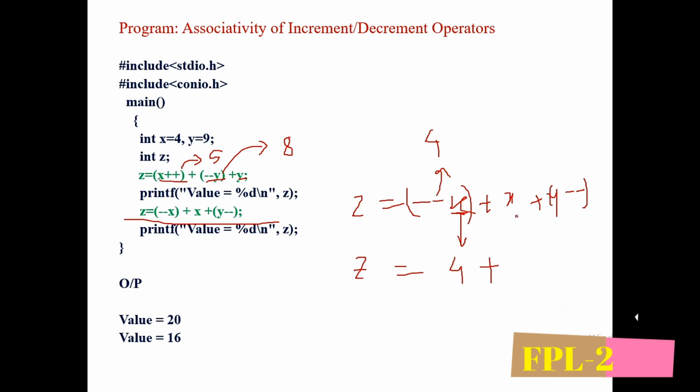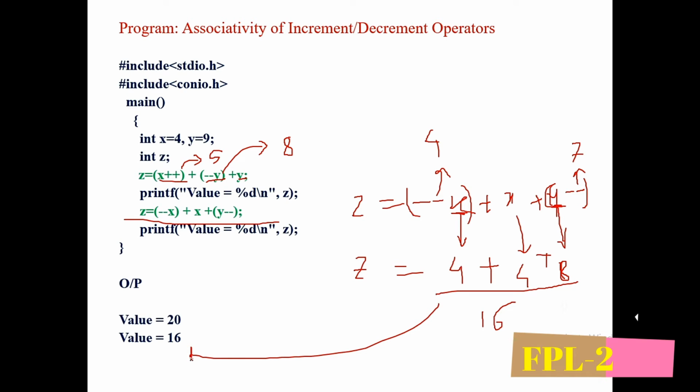Then we are doing plus x, now x is 4, and then plus, here you have y minus minus, so here y is appearing first, the name of the variable is appearing first, so we will immediately give the value in the expression, that is 8, and then we are decreasing the value of y, so your y had value 8, so y will become 7. But this will be only stored in y, it will not be given to the expression. So we will calculate this, we will get the value as 4 plus 4 plus 8, so I think this will be around 16. Yes, we are getting exactly the correct output.